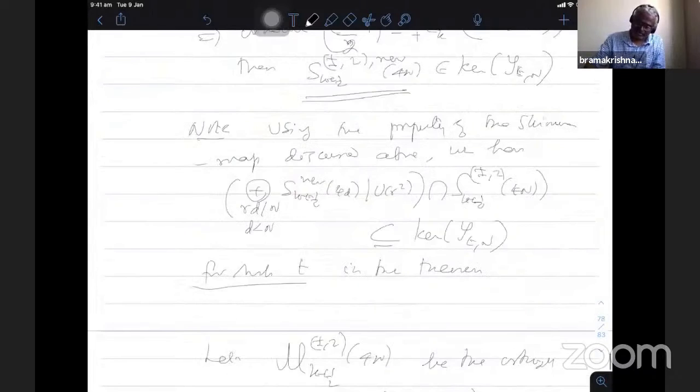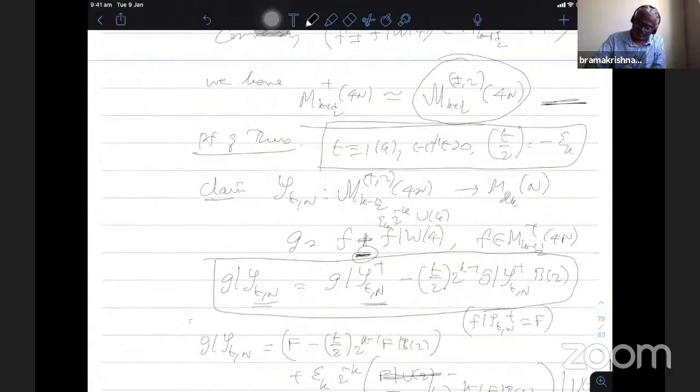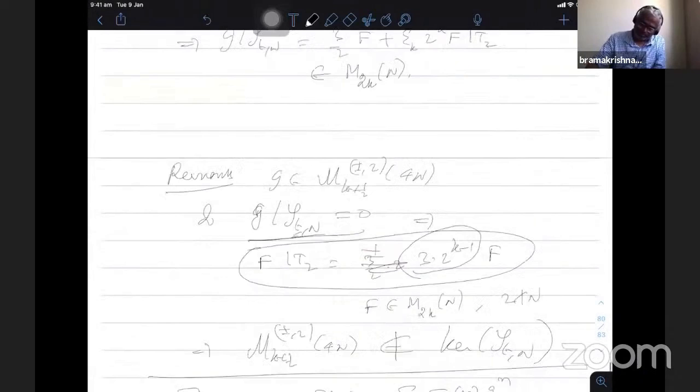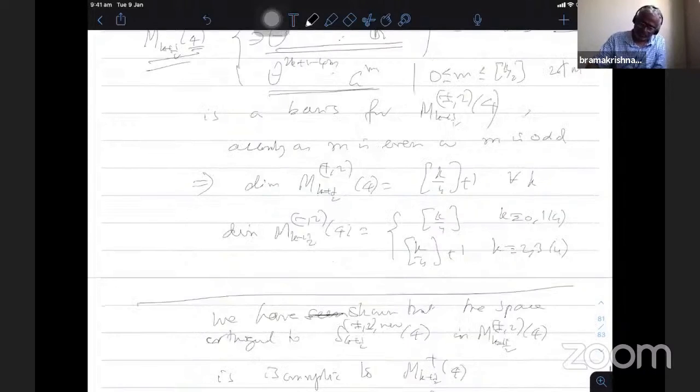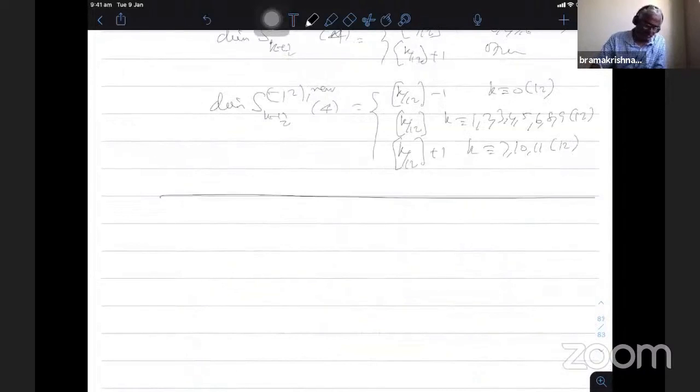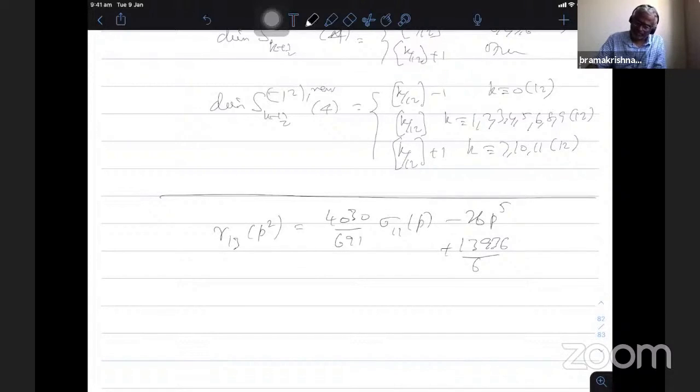And as an application, we get a formula, and therefore one can get other interesting consequences. There are some congruences involving this. We also retrieve the formula that is already known; using that, our formula also I can get it: 691 sigma_11(p) minus 26 p^5 plus 139.36 over 691, the Ramanujan tau function. I can get it for any r_15, r_17, anything using this.